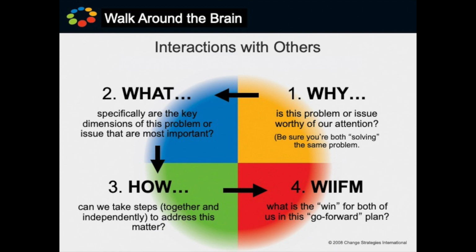So we solve problems by walking around the brain. When we interact with others, ask, why is this a problem or an issue? What specifically are the dimensions of the problem? How are we going to take steps both together and independently to address it? And importantly, what's in it for me? How do we come out with a win for everyone?